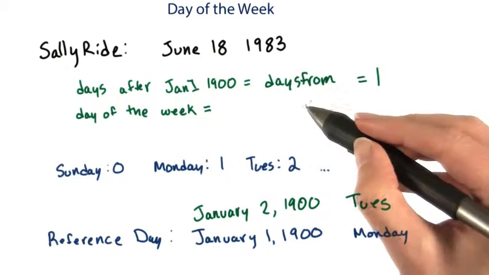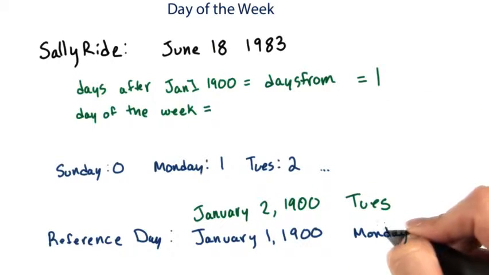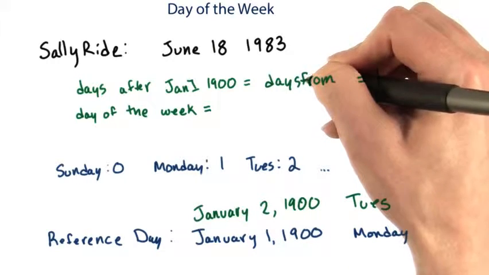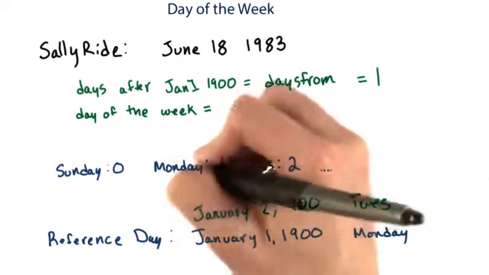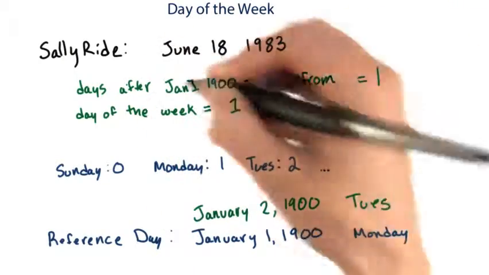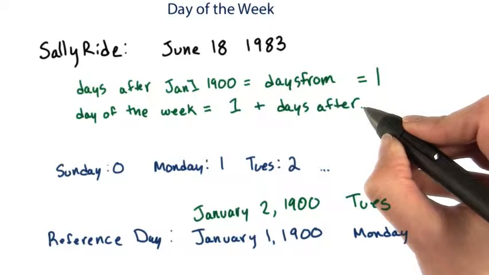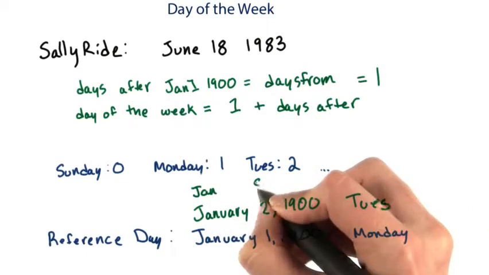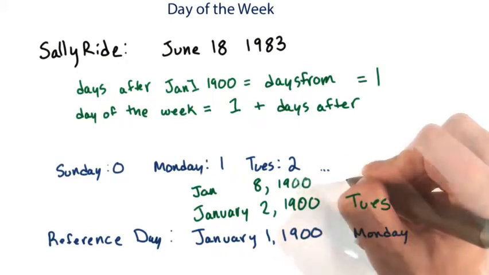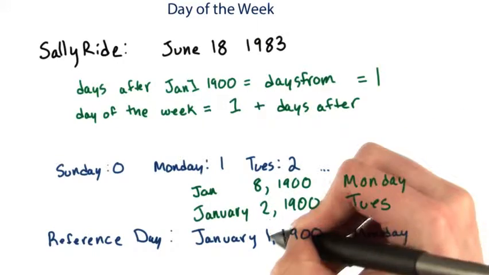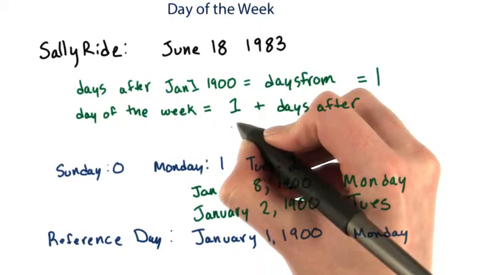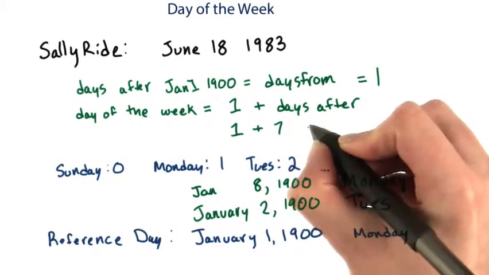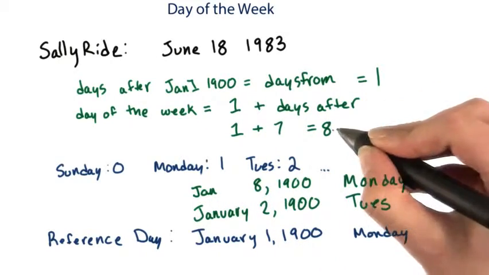Now the day of the week would be the reference day plus the number of days that we are away from it. So in our case, Monday, plus the number of days after. And this will work for this case. But if I take a slightly farther away case, like January 8th, 1900, I know that would be a Monday again, but it's 7 days after. So I would get that it was 1 plus 7, which is weekday 8.